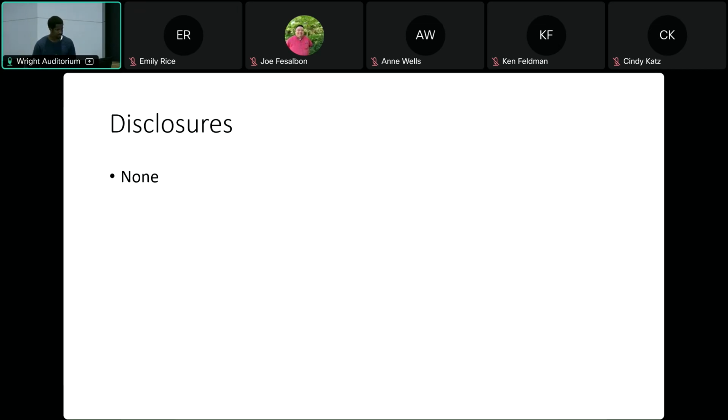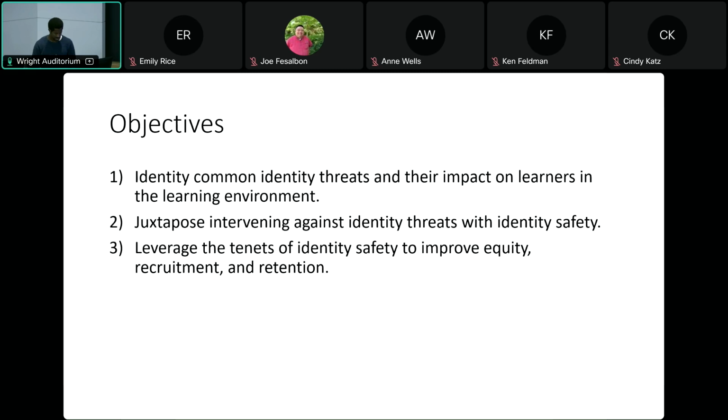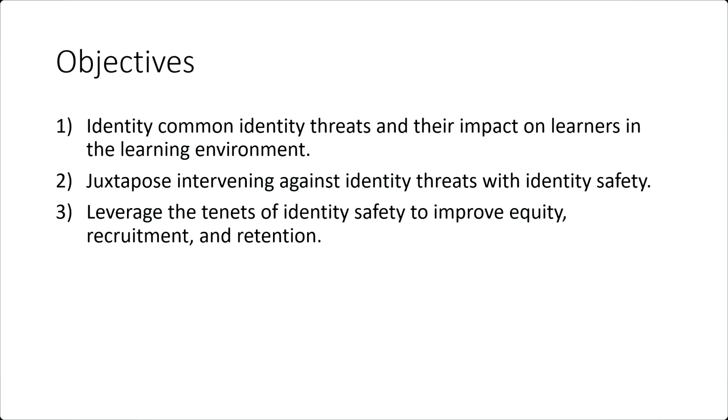Okay, so I have no disclosures. I have three main goals for today. First, we will define the term identity threats, and we'll identify some common identity threats and how they impact learners in the workplace. Second, we'll compare intervening against identity threats to something called identity safety. And finally, we'll unpack this construct of identity safety and think about how we can leverage it to basically make safer learning environments.